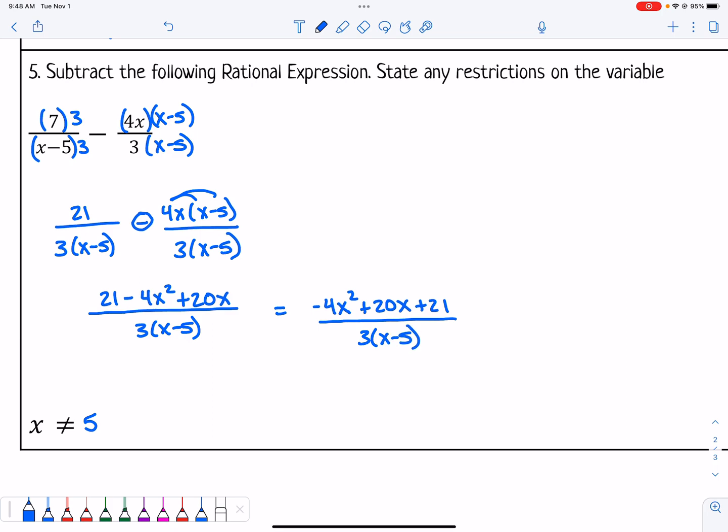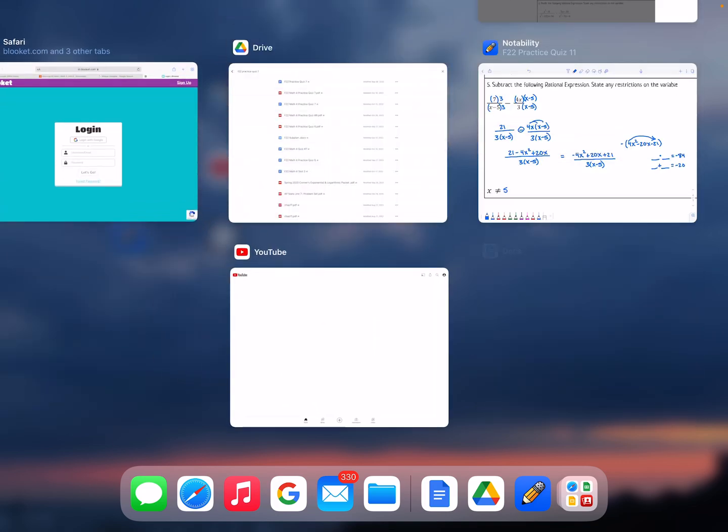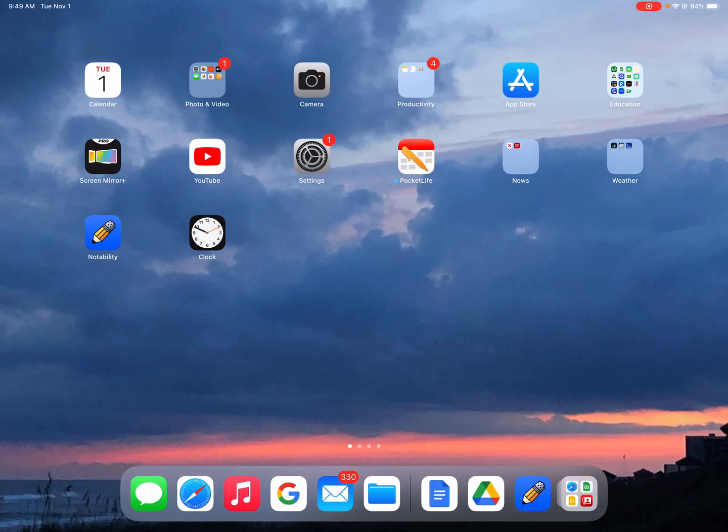So we could see if we could factor out the numerator to see if anything would reduce. So let's see, if I take out a negative, then I have 4x squared minus 20x minus 21. And I'd have to multiply the 4 times the negative 21 to see if I could multiply to get that number, which would be negative 84, and add up to get negative 20. So what we can do is use our calculator to help us. So let me grab my calculator.